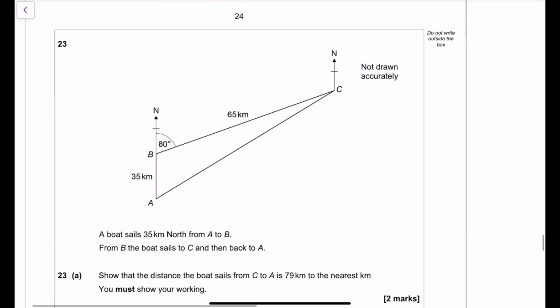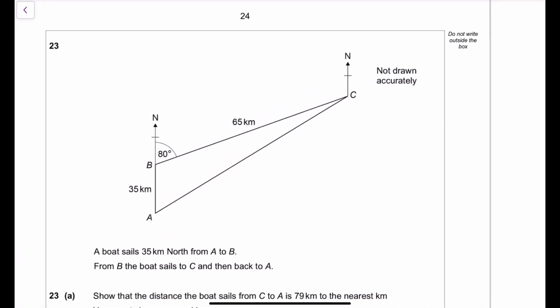Oh, bearings question, everyone's favourite. Bearings question. A boat sails 35 kilometres north from A to B. The boat sails to C and then back to A. Show that the distance the boat sails from C to A is 79 kilometres to the nearest kilometre.